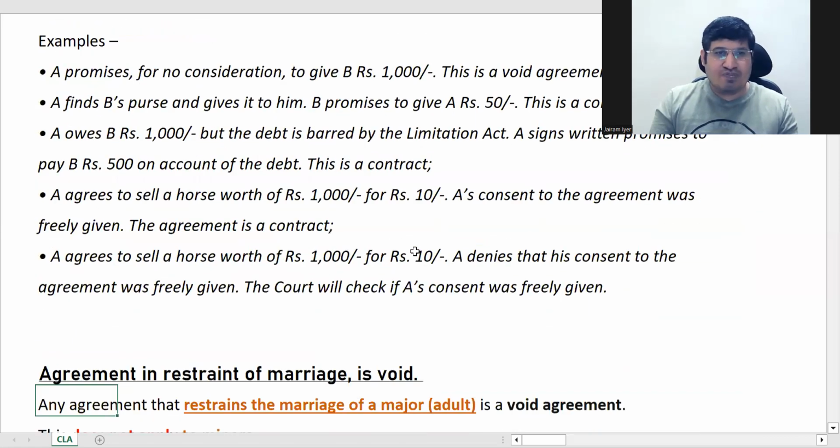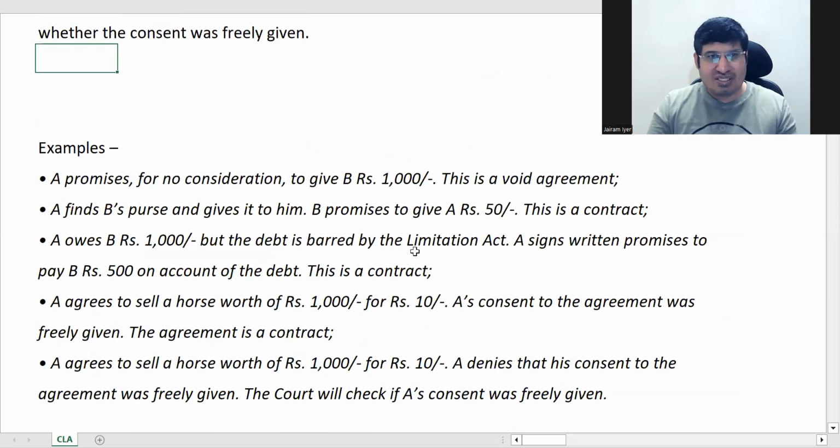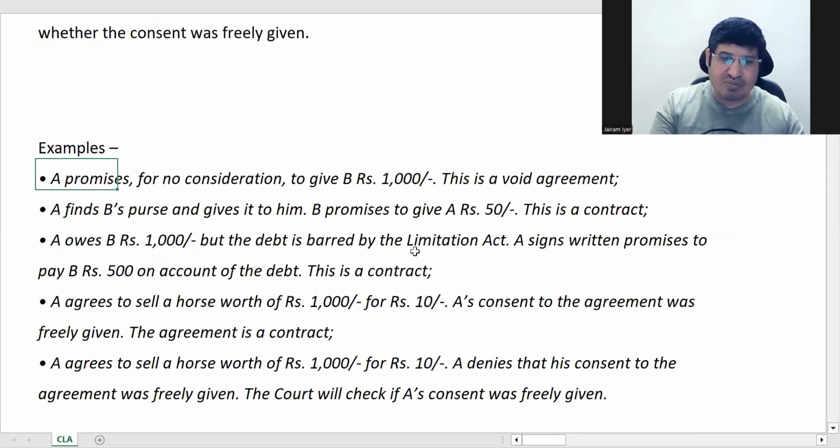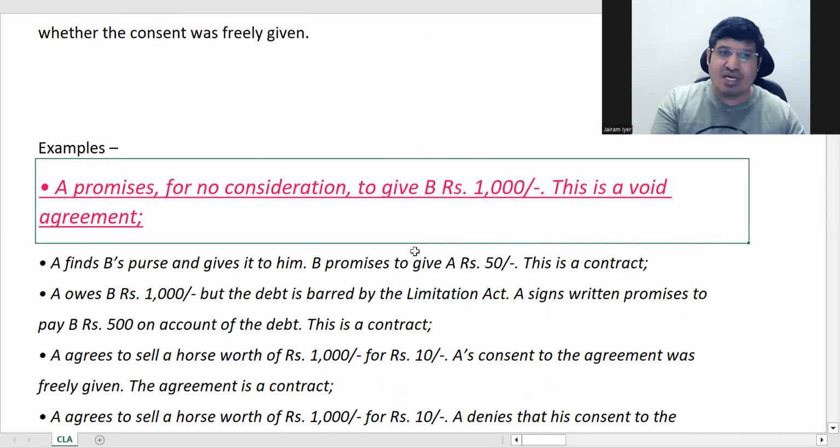Right. So now here we have got some examples of the points we have studied. A promises for no consideration to give B rupees 1,000. That's a void agreement. Agree? Wherever you disagree, just let me know or ping me. A promises for no consideration to give B rupees 1,000. This is a void agreement. Why? Because there is no consideration. No consideration, no contract.